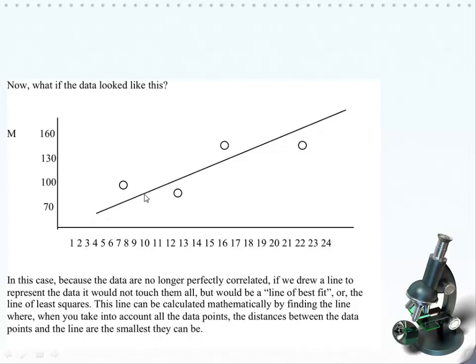draw the line of best fit, and you notice it's not touching any of the points. Sometimes it is, sometimes it's not. The line of best fit is a mathematical calculation of a line where, if you took into account all the data points, the distances between the data points and the line are the smallest they can be. So it has to do with finding the smallest distance between each data point and a line that can be drawn to represent the data.